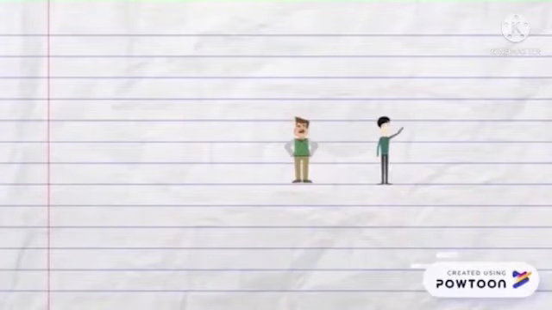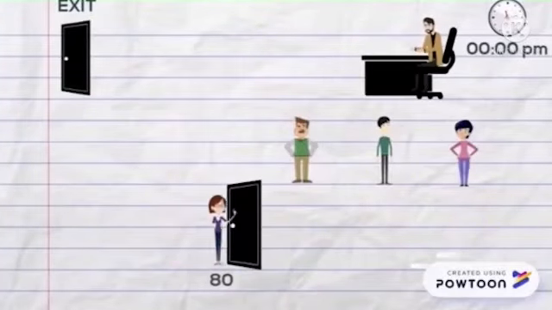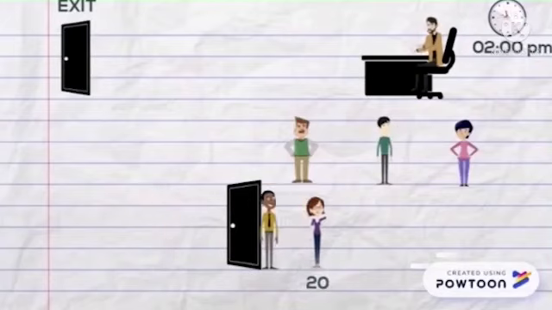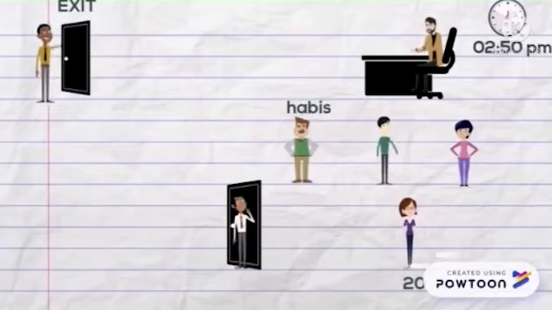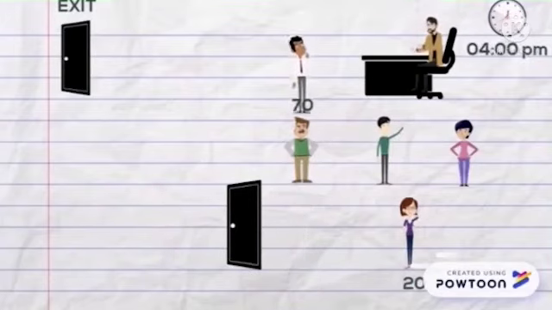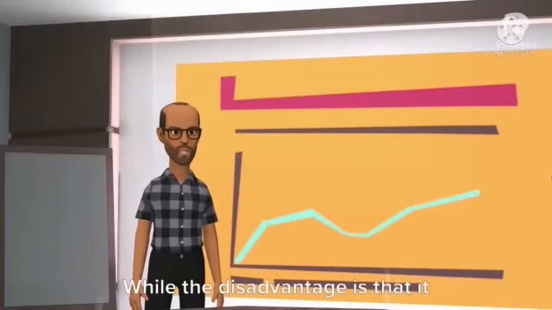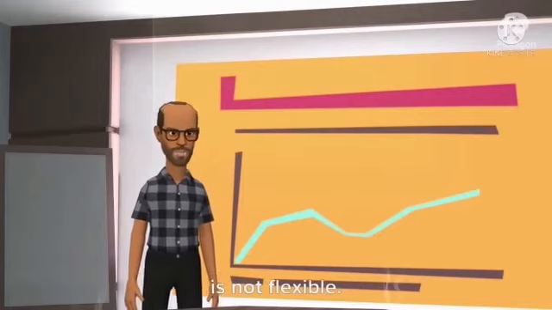This small video shows us that they are standing in a queue, and the first one is allowed to take their service, but if the process is not completed, for example in 10 minutes, then they go back and shift to the next customer and so on. The advantage in this process is that there is no starvation, while the disadvantage is that it is not flexible.